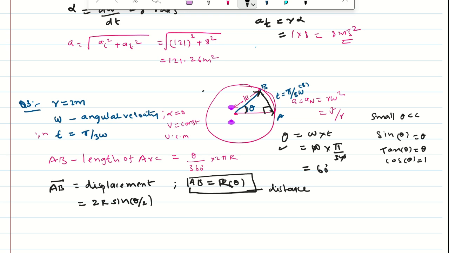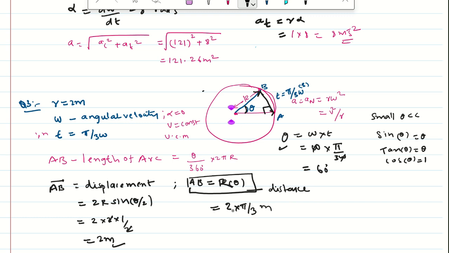Now I can find out the values. The distance: r is equal to 2 meters, theta is equal to pi by 3, so 2 pi by 3 meters is the distance. Now coming to displacement, 2 into 2 into sin of theta by 2, that is pi by 6, sin 30 is 1 by 2, so the 2 gets cancelled. Displacement is equal to 2 meters. So distance is 2 by 3 into pi.